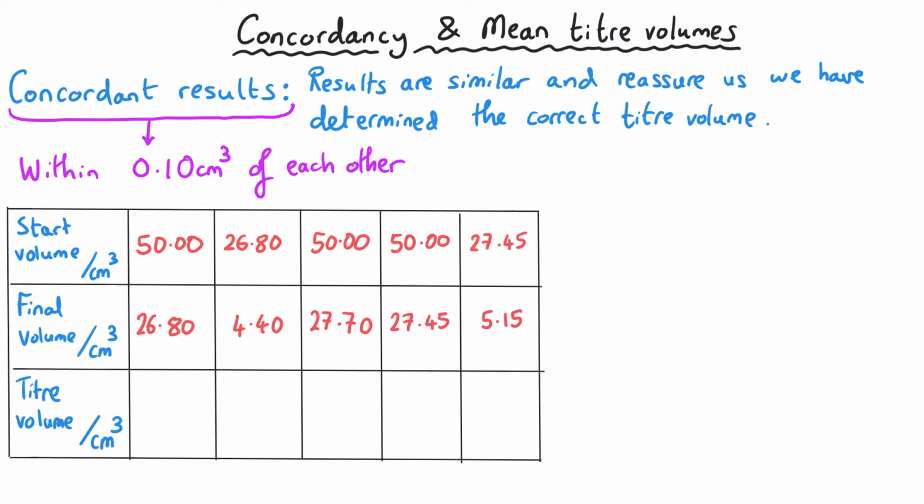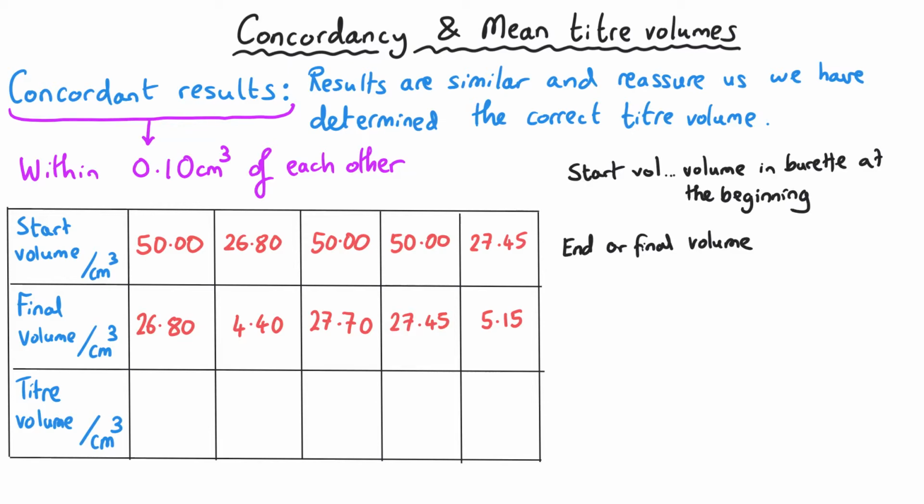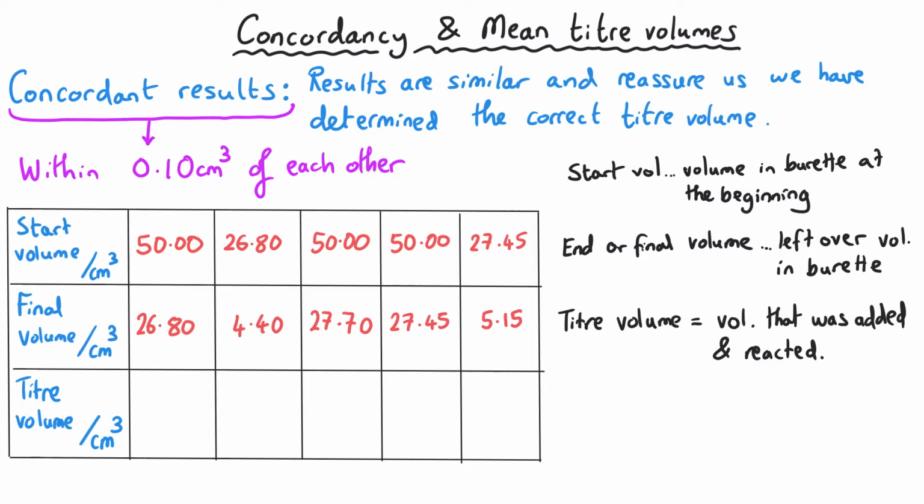So if we take a look at this titration results table that I've drawn here, you can see that we've got 3 rows. We've got the starting volume, so that's the volume of liquid that was in the burette before we began. Then we've got the end volume, so that's what the reading went down to. And then we've got a row for Titre volumes. Titre volumes are the difference between each reading. And so if you look at the first one, we've got 23.20 is the difference between these two numbers. That's our rough value. The next one, the difference is 22.40. The next one, the difference is 22.30, then 22.55, then 22.30.